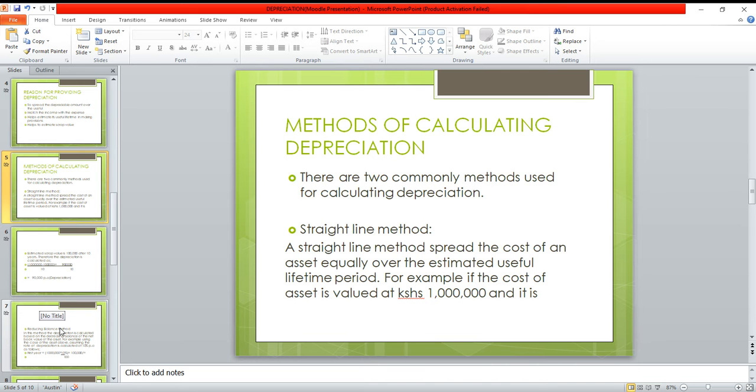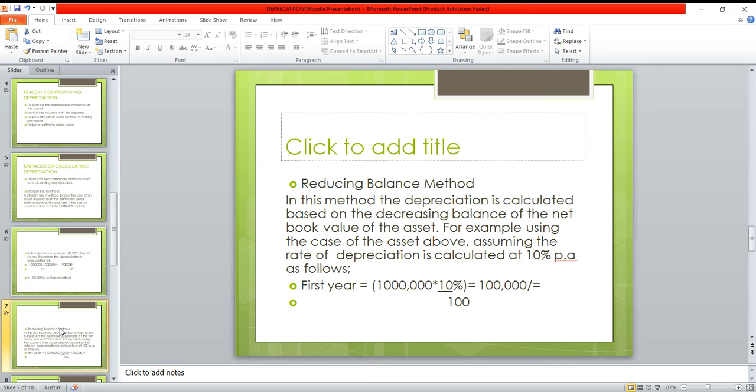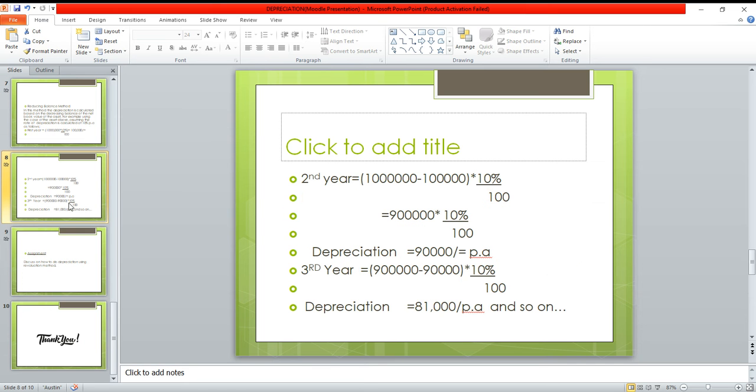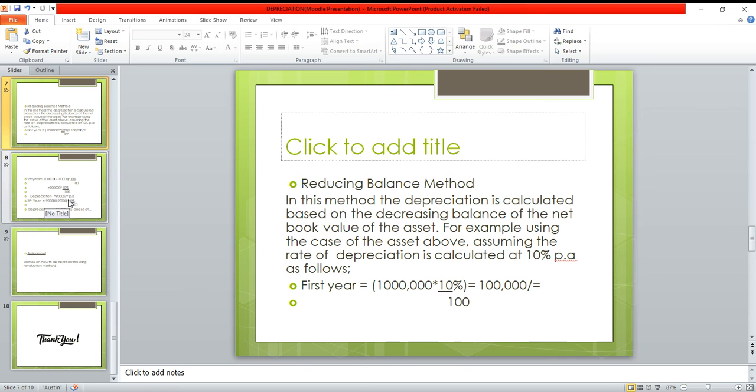Another method is the reducing balance method. In this method, the depreciation is calculated based on the decreasing balance of the net book value of an asset. And we also have the illustration for that, which you can see there. With this depreciation, we are going to find that in the early years, the amount of depreciation value is higher than in the later years.